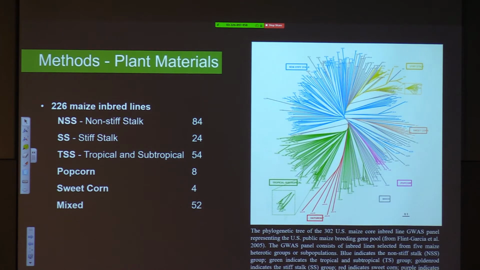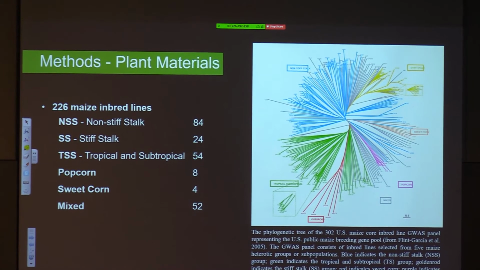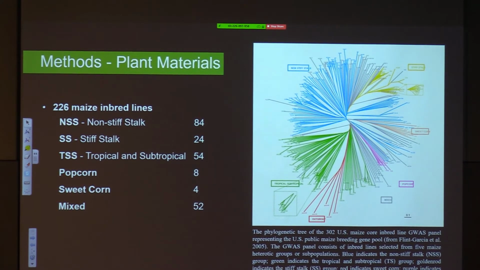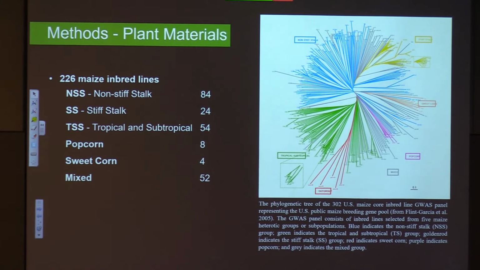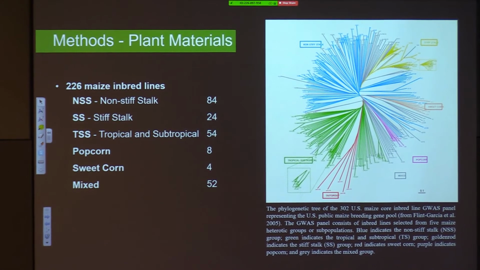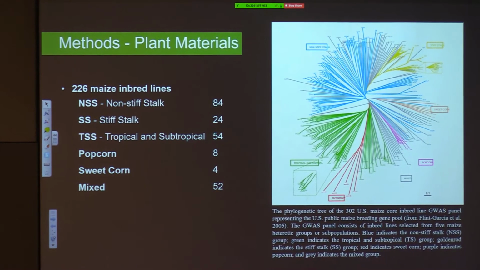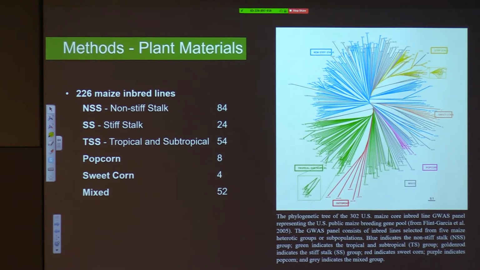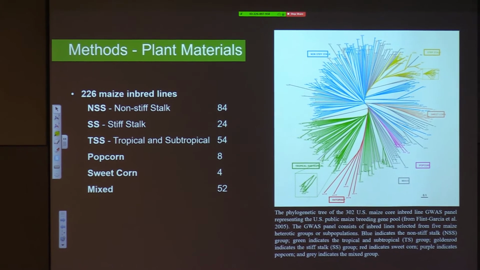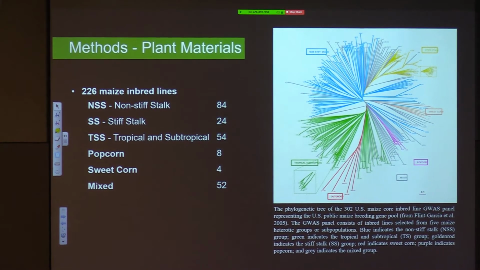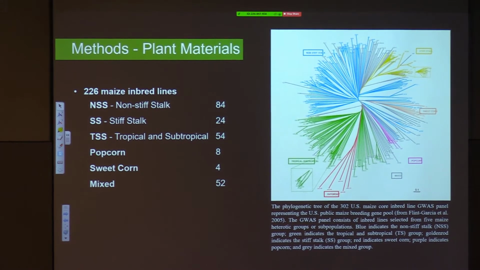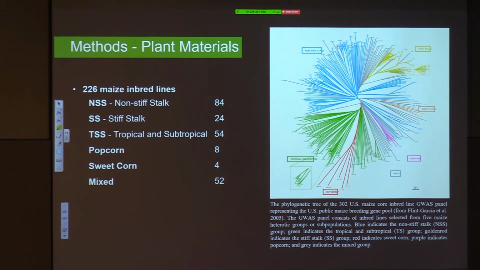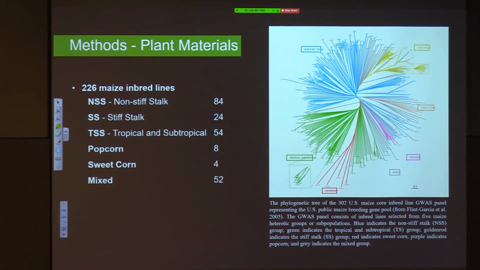My plant materials are from very popular inbred lines which were widely used in GWAS. Among 302 core lines, 226 maize inbred lines were selected. They have 7 subpopulations: NSS non-stiff stalk, SS stiff stalk, TSS tropical and subtropical, popcorn, sweet corn, and maize.